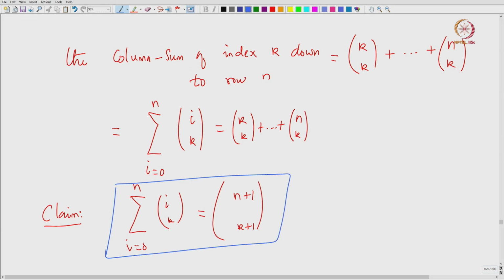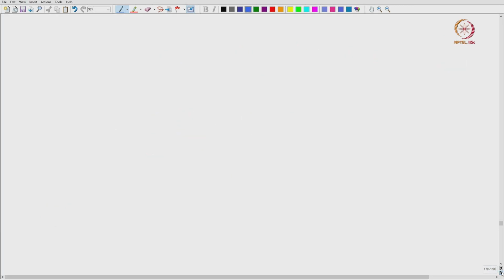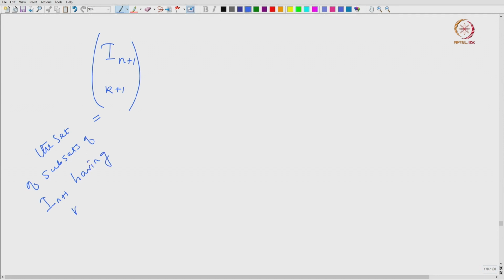So, let us closely look at all possible k plus 1 subsets of I n plus 1, and then use the following bijection. So, let us take the subsets that have exactly cardinality k plus 1 inside I n plus 1. So, this is the set of subsets of I n plus 1 having k plus 1 elements.